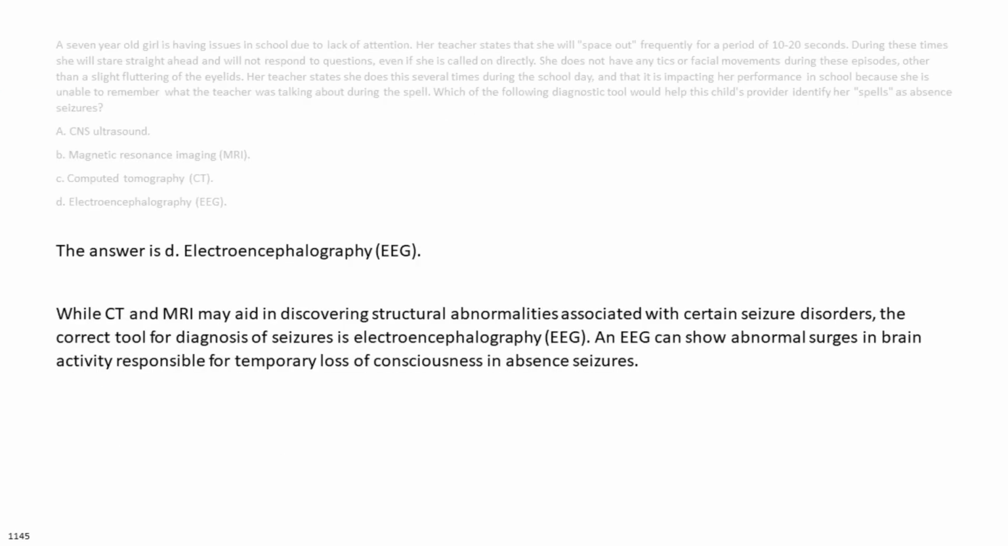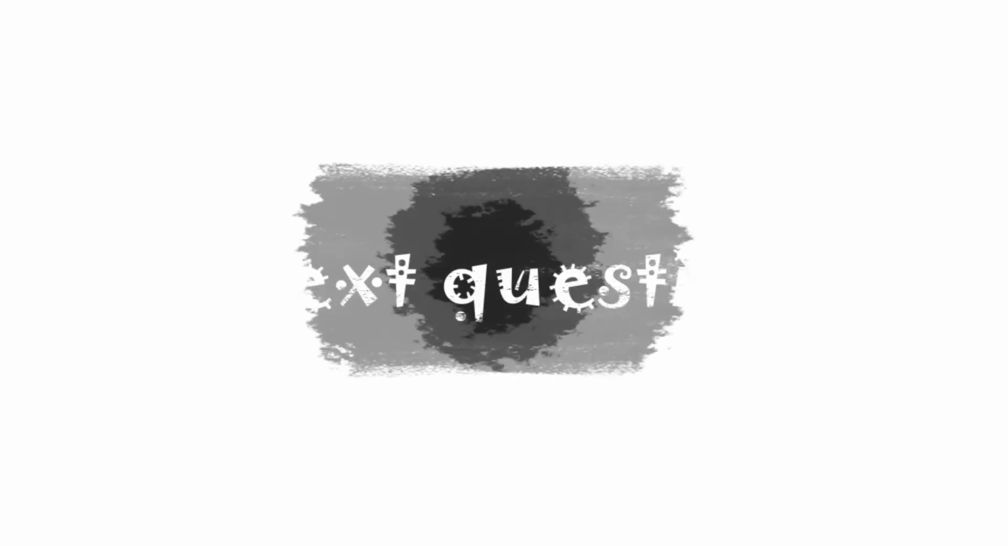The answer is D. Electroencephalography, EEG. While CT and MRI may aid in discovering structural abnormalities associated with certain seizure disorders, the correct tool for diagnosis of seizures is electroencephalography, EEG. An EEG can show abnormal surges in brain activity responsible for temporary loss of consciousness in absence seizures.